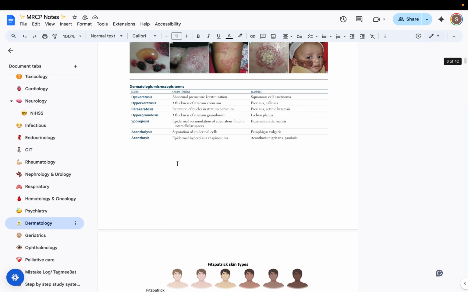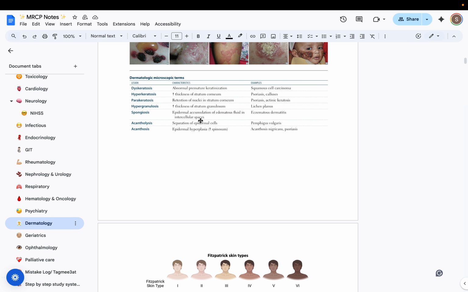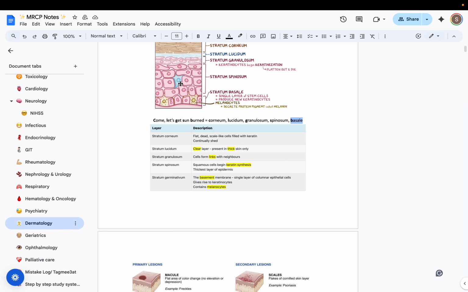Yeah. And then spongiosis is epidermal accumulation of edematous fluid in the intracellular spaces. Acantholysis is separation of the cells. Acanthosis is epidermal hyperplasia, so increased spinosum. So yeah.